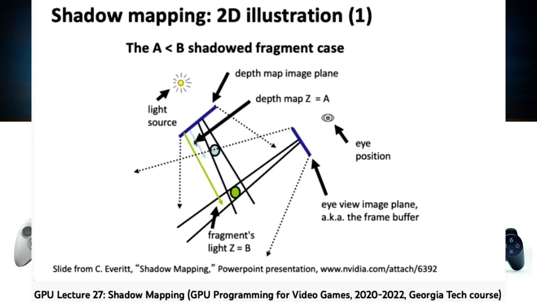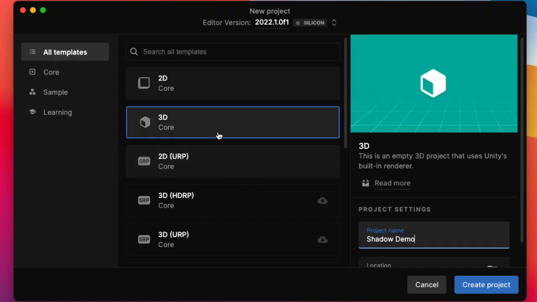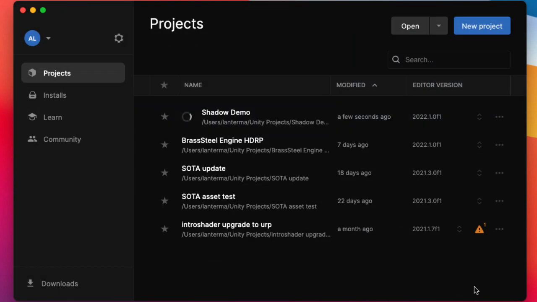In the last lecture of GPU programming for video games, we took a look at how shadow mapping is implemented in general. And in this lecture, I want to talk about its implementation in Unity in particular. I'm going to start up a blank 3D project using the built-in pipeline. I'm running 2022.1, but this should be similar in other versions of Unity.